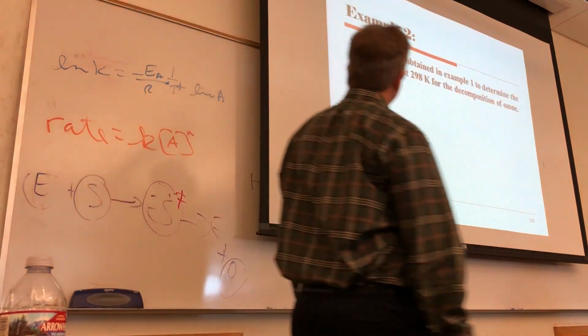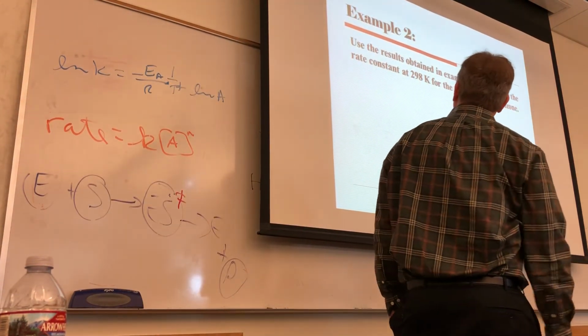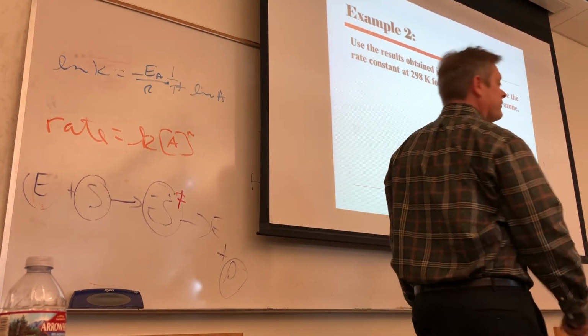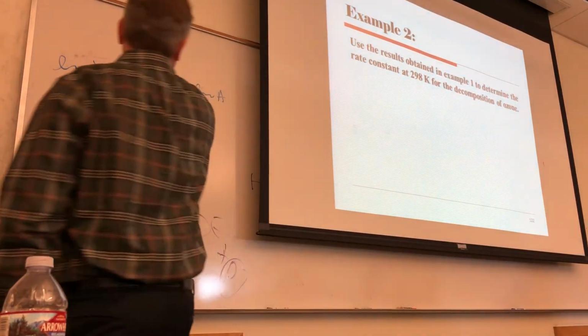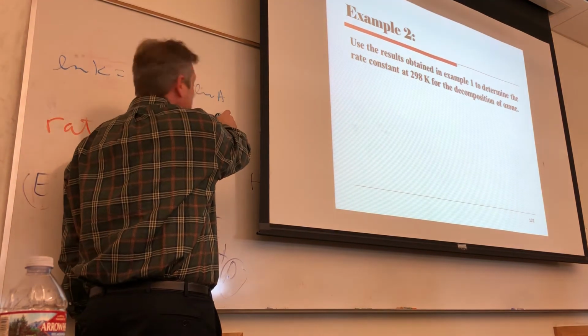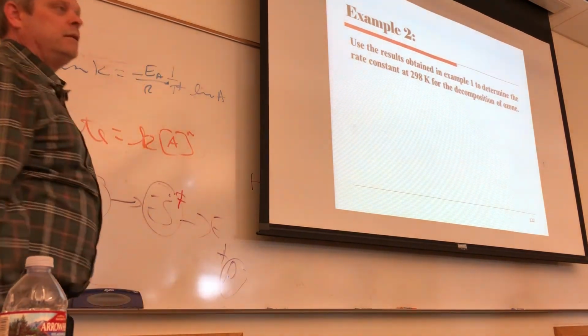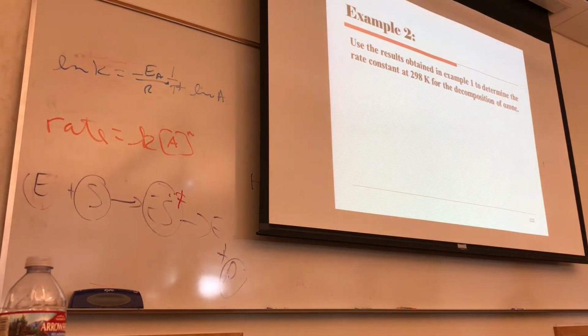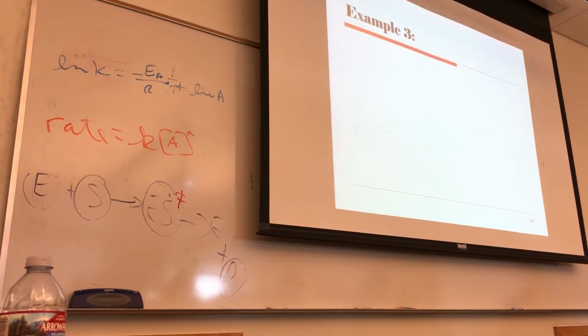So then they're going to ask, okay, they give me the temperature of 298, and they say, determine the rate constant. So they're asking for K. They give me the temperature. I already have EA and A from the previous example, so I simply solve for K. I just plug in and chug. Is that okay? No big deal? Everybody can do that on their own and see what answer they get.